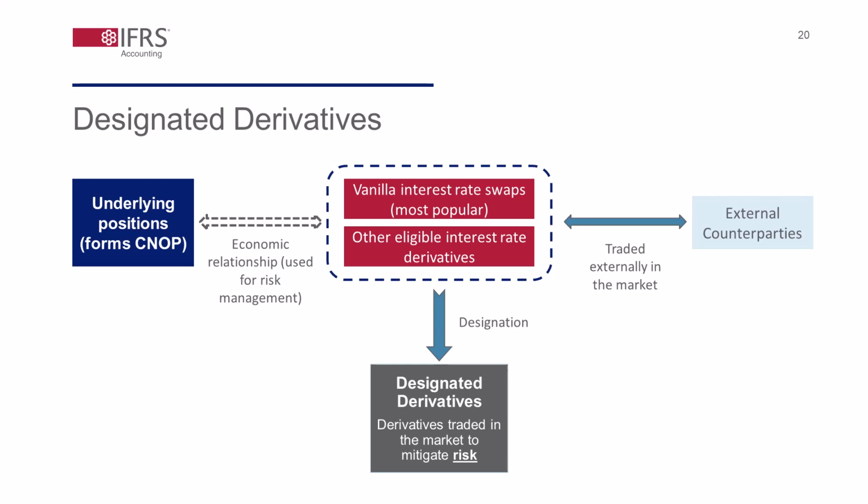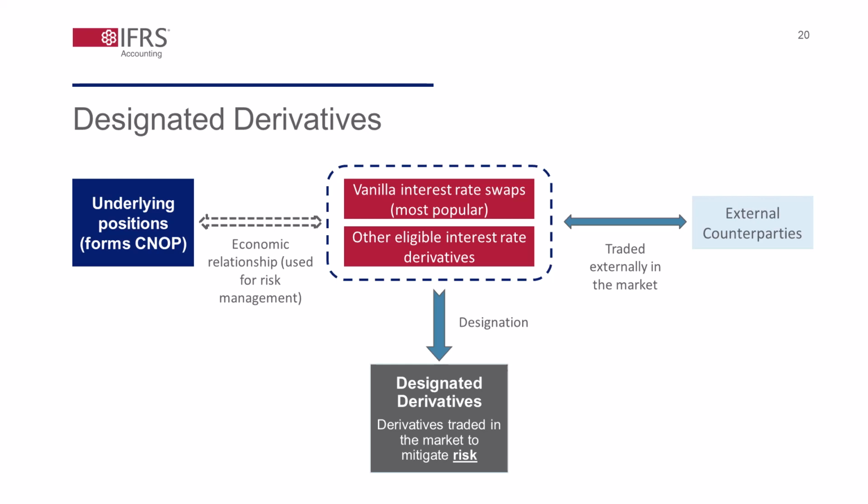Furthermore, designated derivatives are required to be external to the reporting entity, and internal derivatives cannot be designated. This is consistent with the general hedge accounting requirements and ensures the designated derivatives genuinely achieve the interest rate risk management purpose and mitigates the risk at the reporting entity.